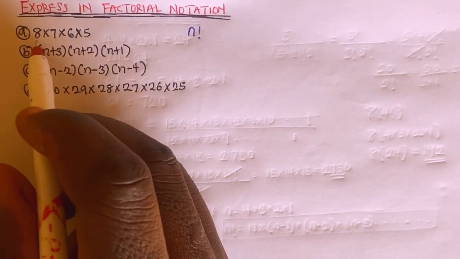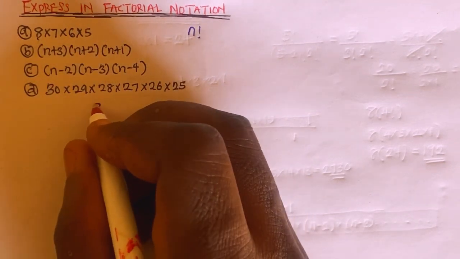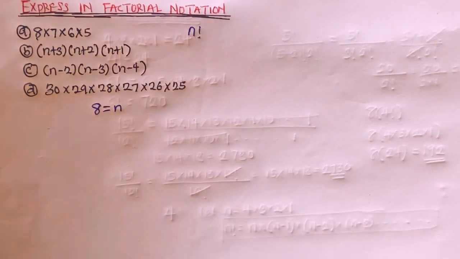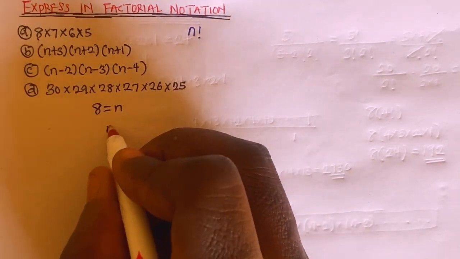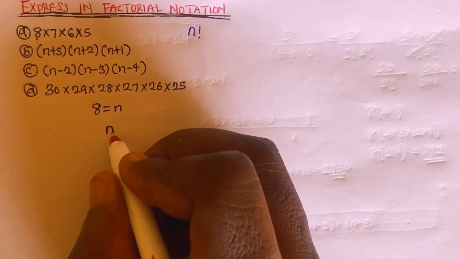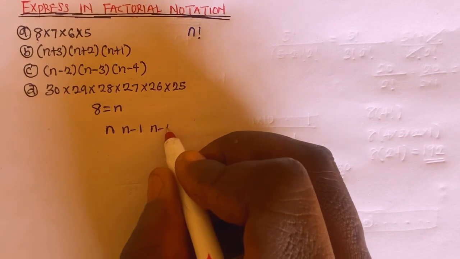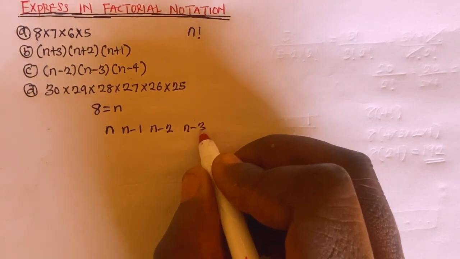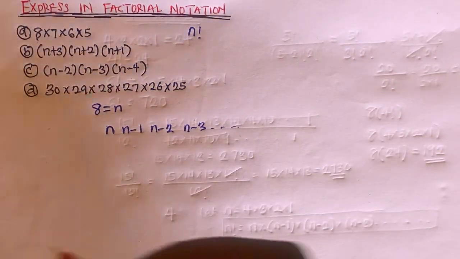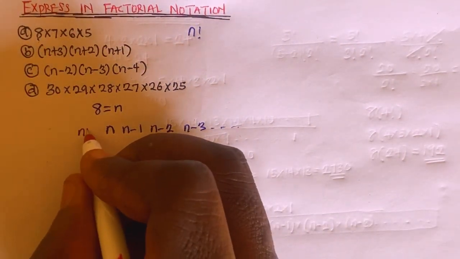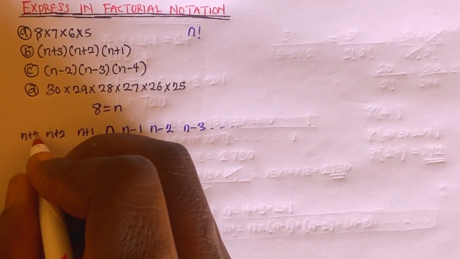Now look at this. The highest value here that we have is actually 8, right? And if 8 is a number n, let's say n is at the middle. The decreasing order is going to be n minus 1, n minus 2, then n minus 3, and so on. That will be the decreasing order. The increasing order is going to be n plus 1, n plus 2, n plus 3, and so on.